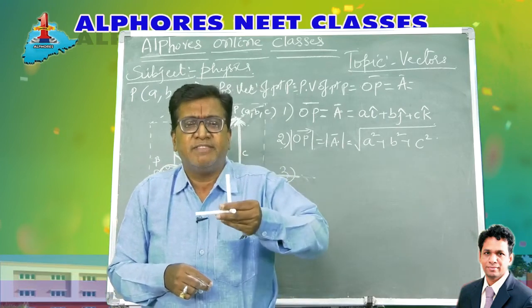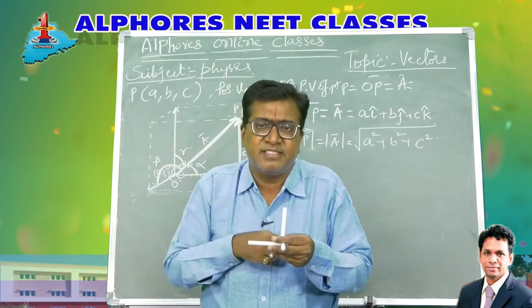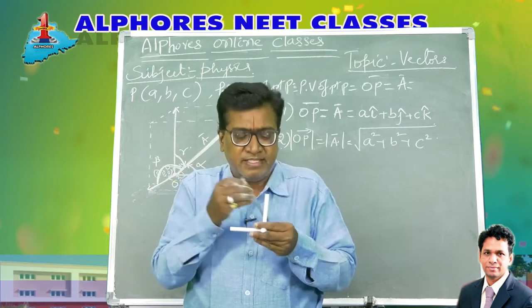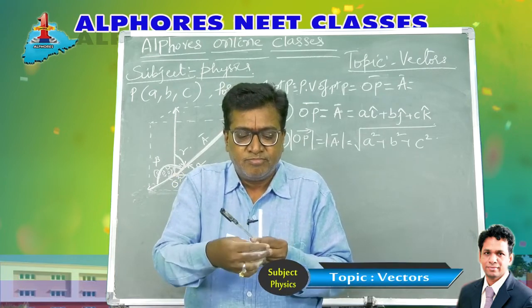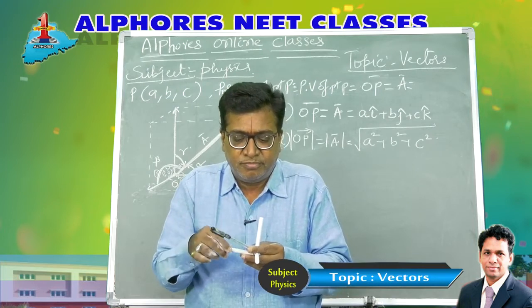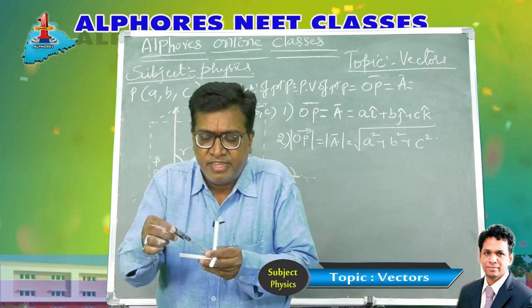Three-dimensional plane, left hand system. This is positive x-axis, positive y-axis, positive z-axis, right? Now let me consider a vector like this. This is a vector. Better have a keen look regarding this. So this way it is a vector.